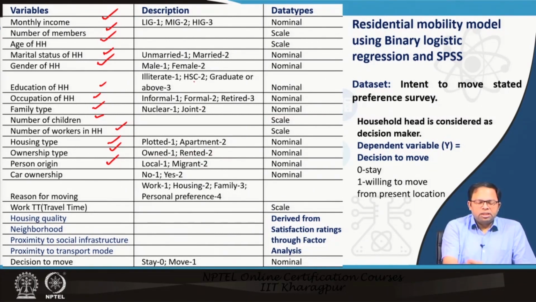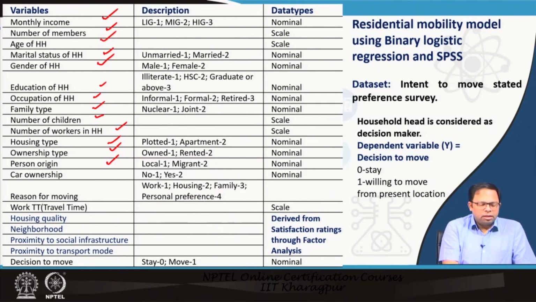So in this way you can see the different categories that we have used. These are all categorical variables, and then there are some continuous variables as well. Car ownership, again, is a dummy, a categorical variable, yes or no. Reasons for moving, there are again 4 categories used. Work is the reason, primarily, housing, family, personal preferences, and so on.